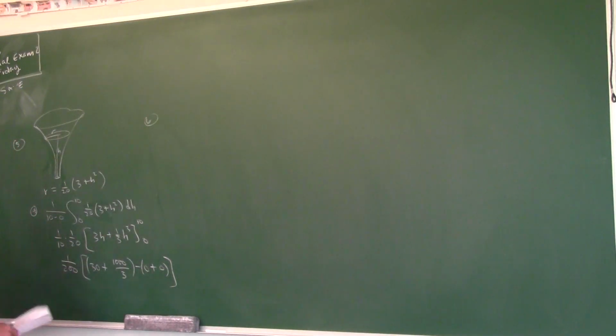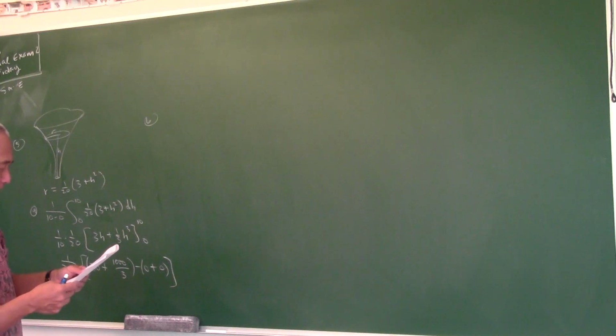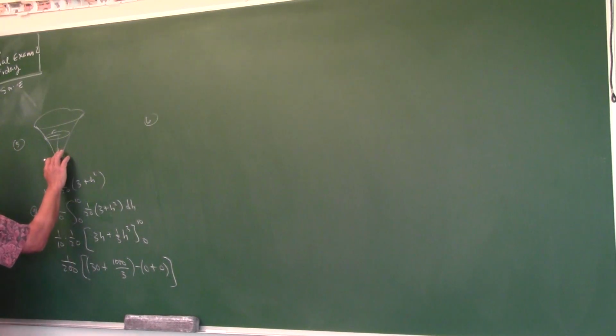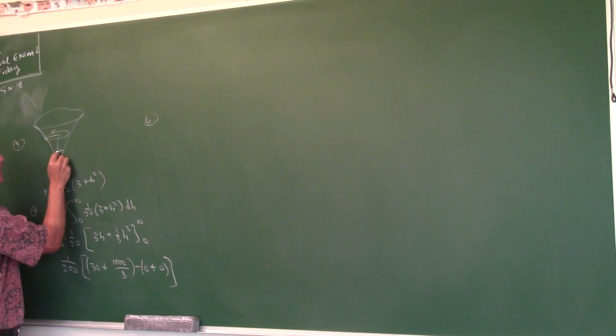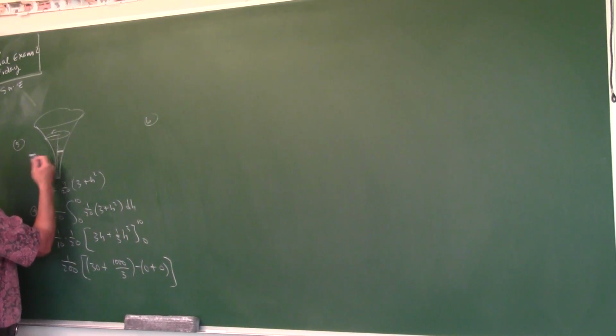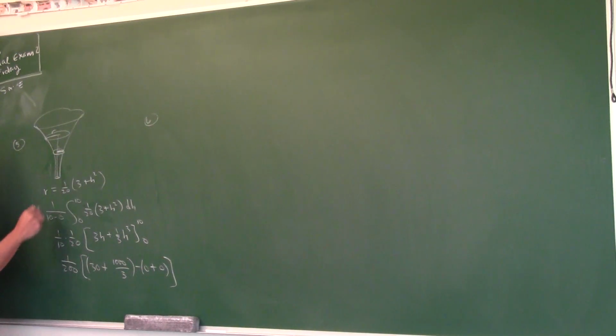B. So here, this is how it goes. 1 point for the integral, 1 point for the antiderivative, and 1 point for the answer. Find the volume of the funnel. Well, look at this. How do you find the volume? If you make a rectangle of infinitesimal width and you revolve it around there, you get a disk, right? You know how to do this.